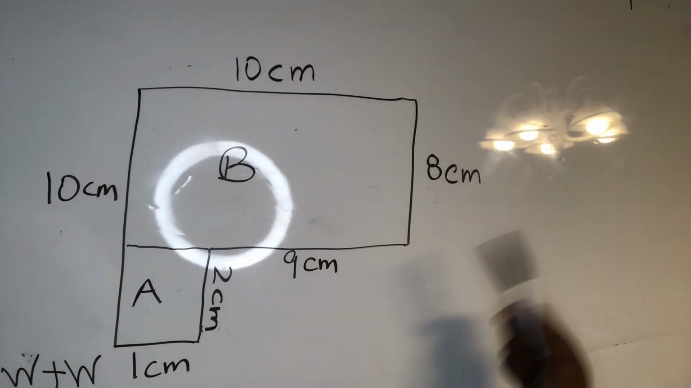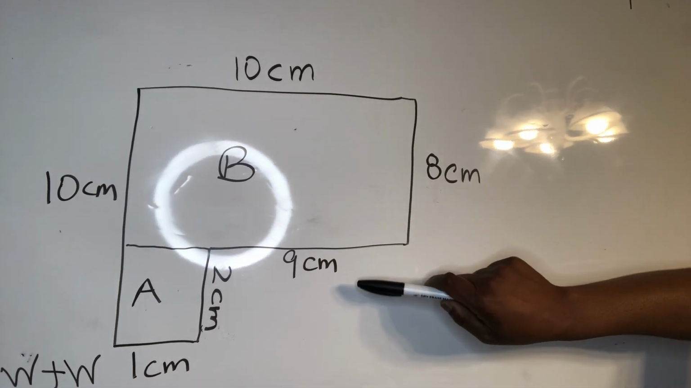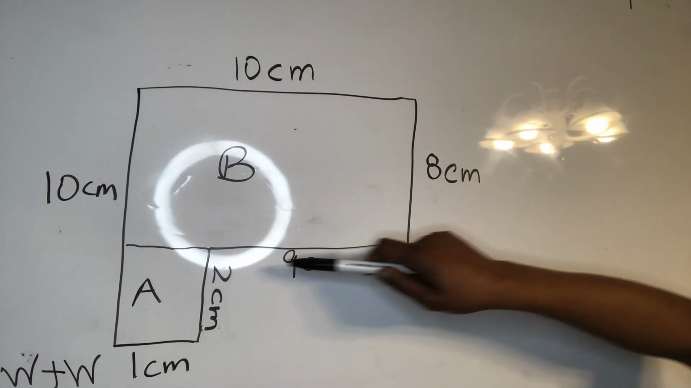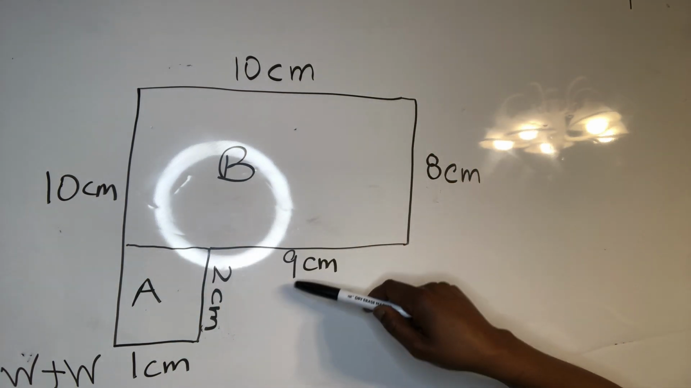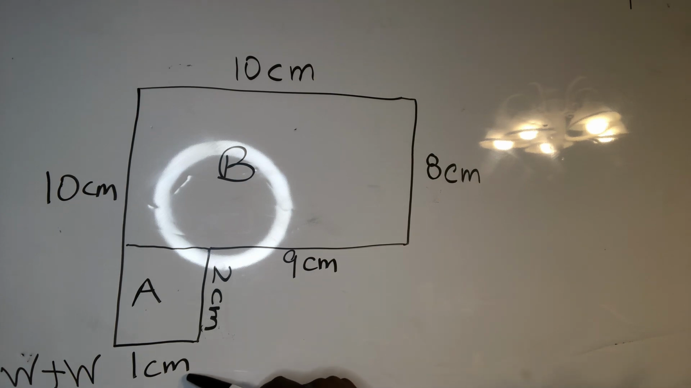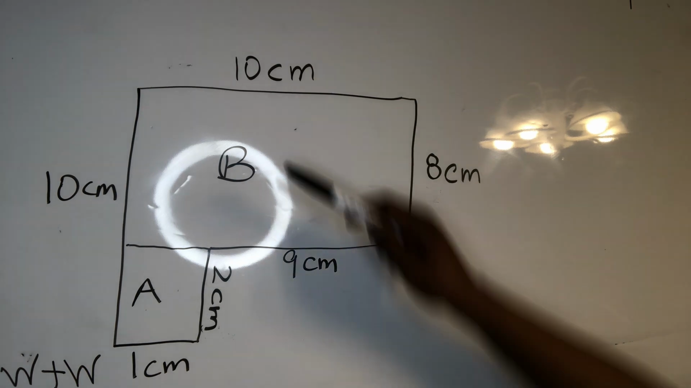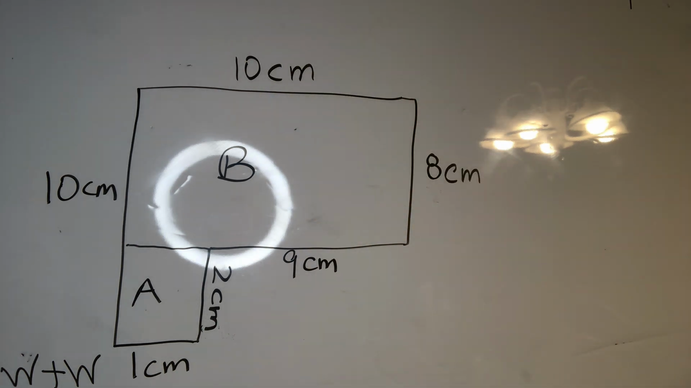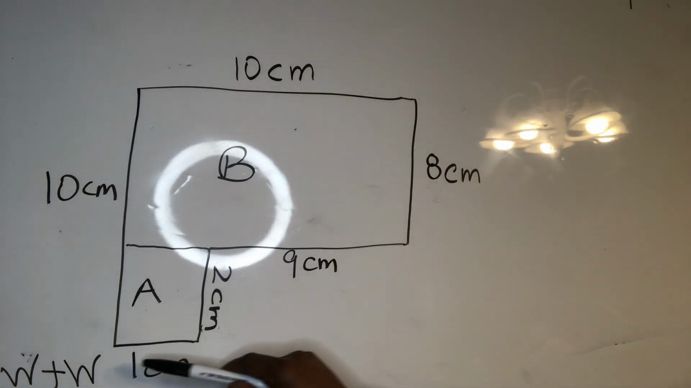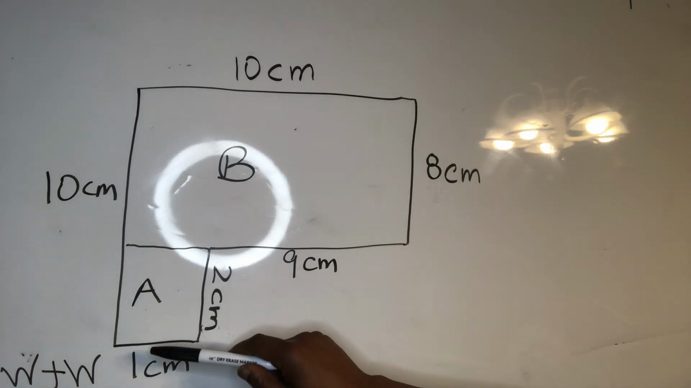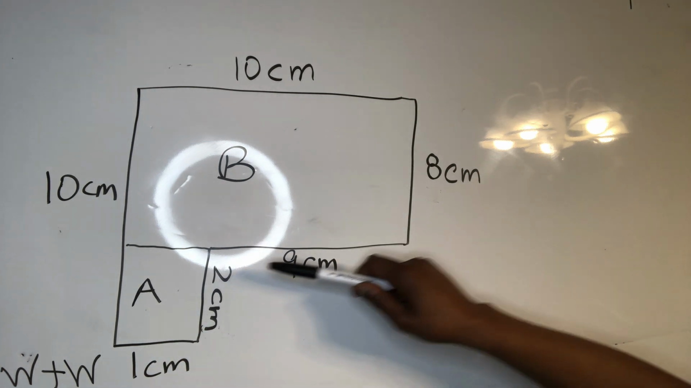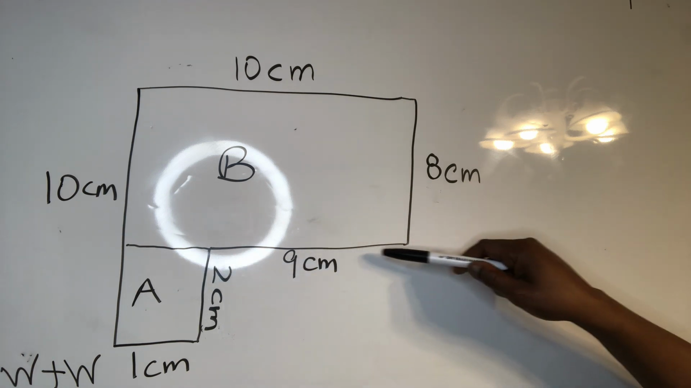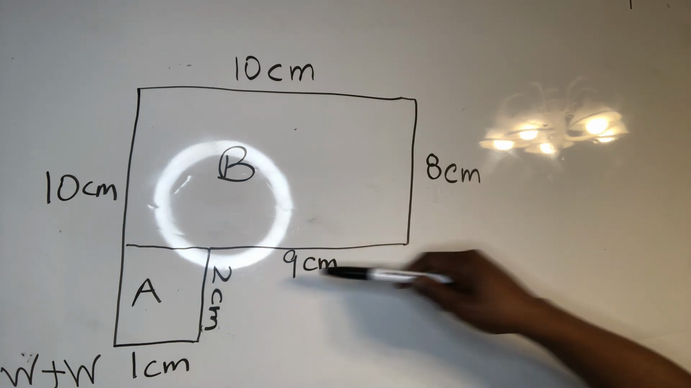Another way to know that 9 is what we have left is because these two sides should mirror. If you were to add 9 plus 1, that would give you 10, just like the top one here is 10. So we know that since we used the 1 centimeter of our width, now we only have 9 centimeters left. So this 9 is going to be our width.